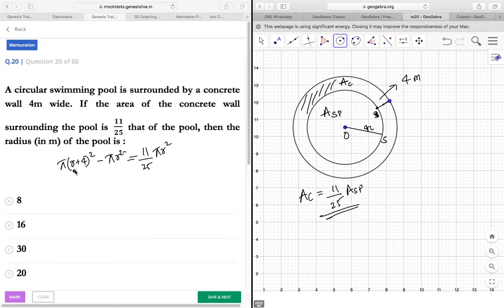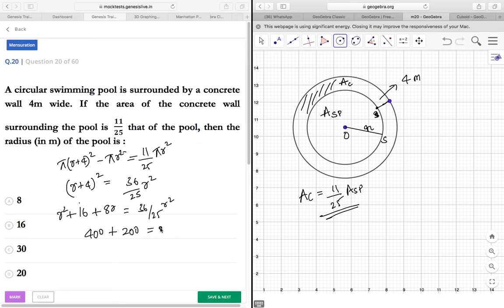Pi anyways gets cancelled. I can just eliminate that. I have (R plus 4) square is equal to 11 by 25 R square plus R square. So that will be 11 plus 25, 36 by 25 R square. Further, R square plus 16 plus 8R is equal to 36 by 25 R square. So this is going to be 25 R square, and then you have 16 into 25, which is 400. 8 into 25 is 200. Yes, perfect. So 400 plus 200R is equal to 36 R square minus 25 R square, or 11 R square.